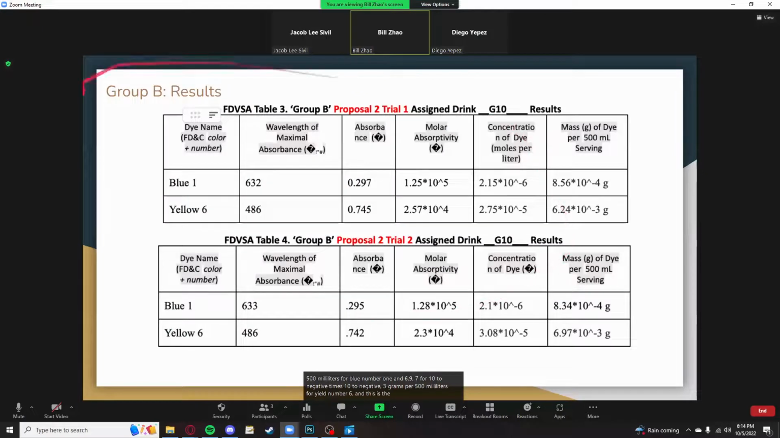And these are the results in our table. This is the maximum wavelengths of the dyes by themselves, the absorbance values that we found in our mystery liquid, the molar absorptivity we found from our graphs, and then the concentrations per liter. And then this is the final mass of the dye per 500 milliliters.